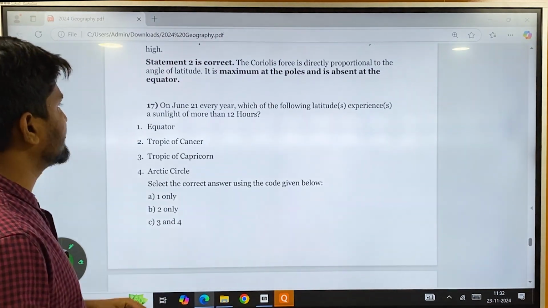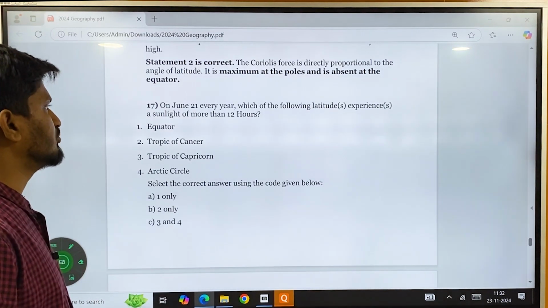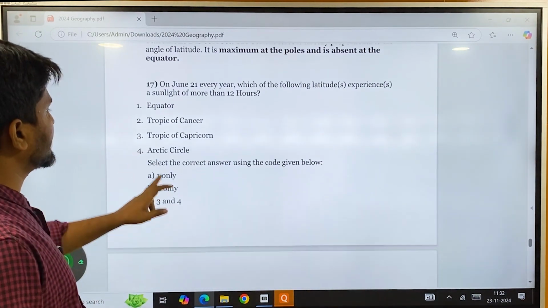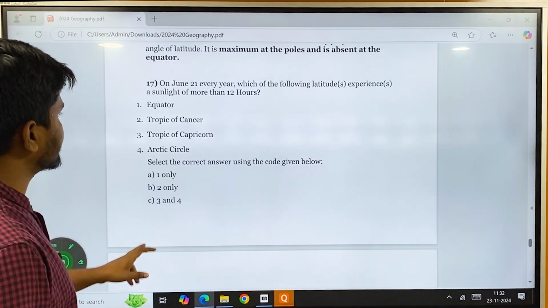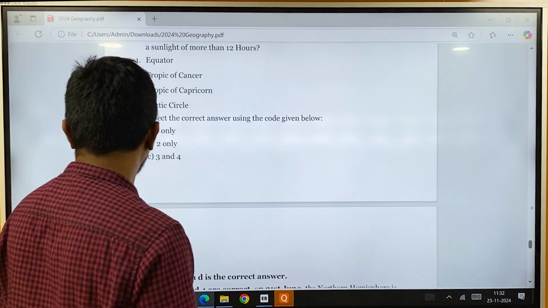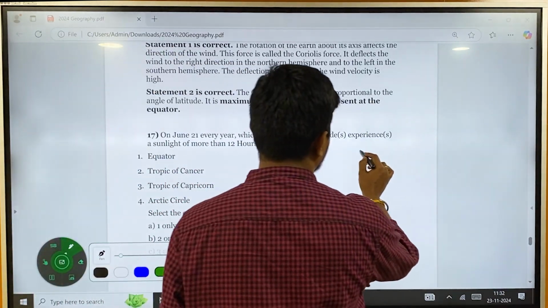And on 21st June every year, which of the following latitudes experience sunlight of more than 12 hours? Again, this is physical geography. Equator, Tropic of Cancer, Tropic of Capricorn, Arctic Circle. So the correct answer here is Arctic Circle and Tropic of Cancer. See, what is June 21? June 21 is the summer period.